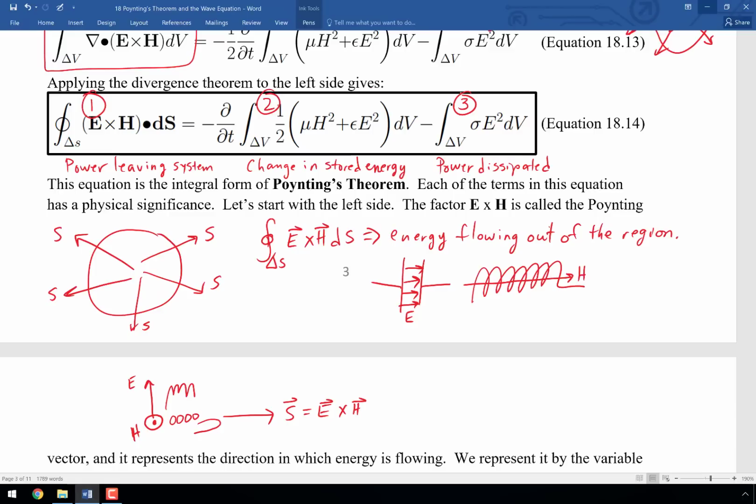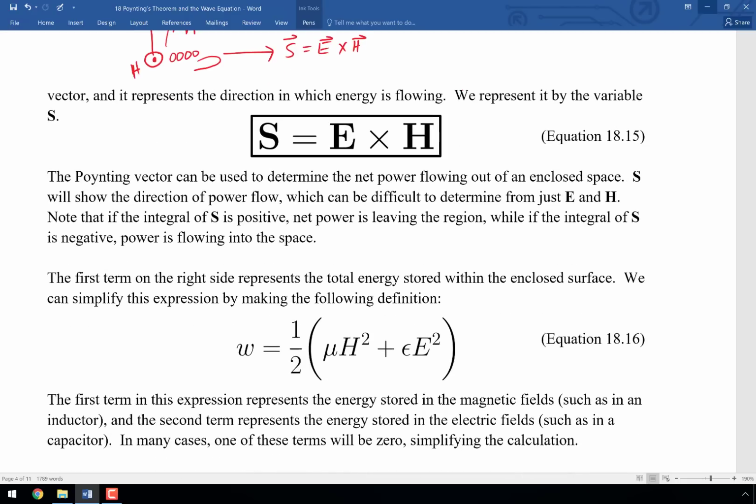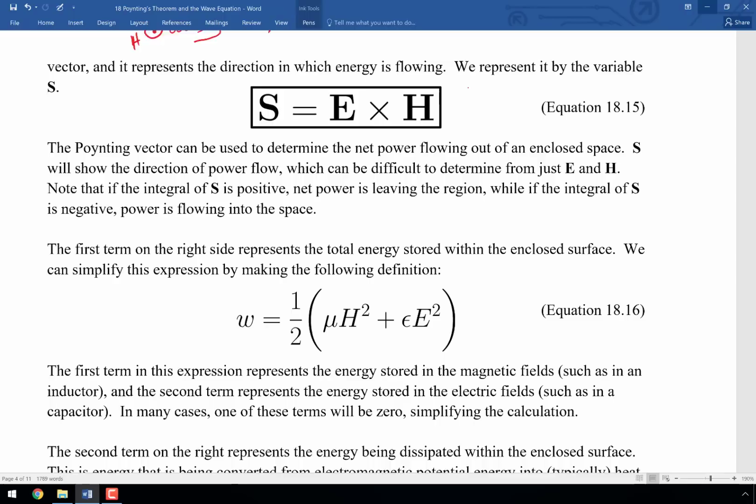But we will be dissipating energy all the time. We're dissipating energy anytime that we have a system that has resistance. And in particular, as you can see here, it is the conductance multiplied by the electric field squared, and you take the volume integral of that, and that gives the total power that's being dissipated by the system. So Poynting's theorem has some pretty significant physical meaning if you look at those three terms.